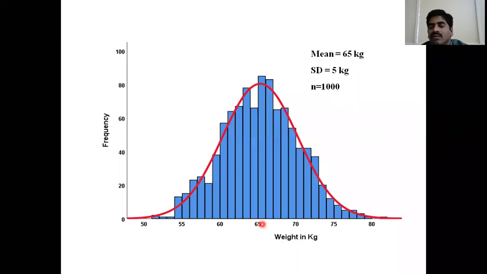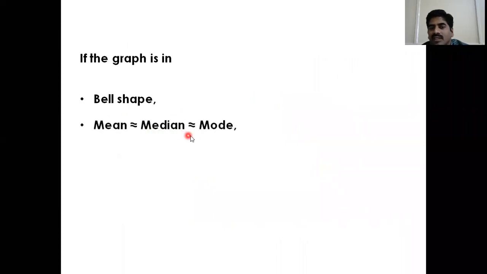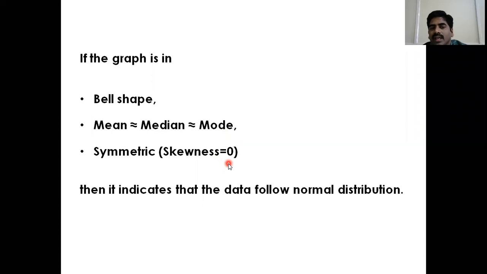Mean is approximately equal to median, approximately equal to mode. And what is symmetry? From the mean, the left side data is 50% and the right side data should be 50%. So that is called a symmetric distribution. The bell-shaped curve, mean approximately equal to median approximately equal to mode, and a symmetric curve. This is skewness. If skewness is 0, that means the distribution is symmetric. Okay, you can forget about skewness because it is not even in your syllabus. So the data followed the normal distribution.